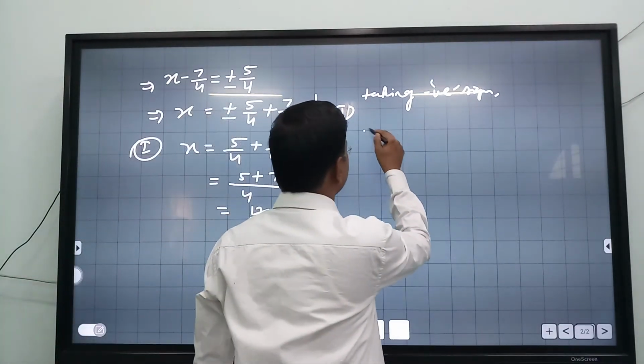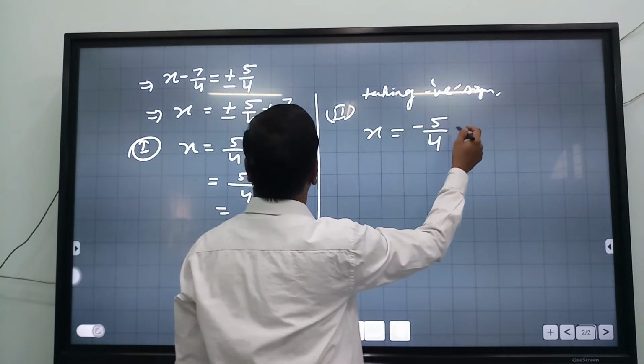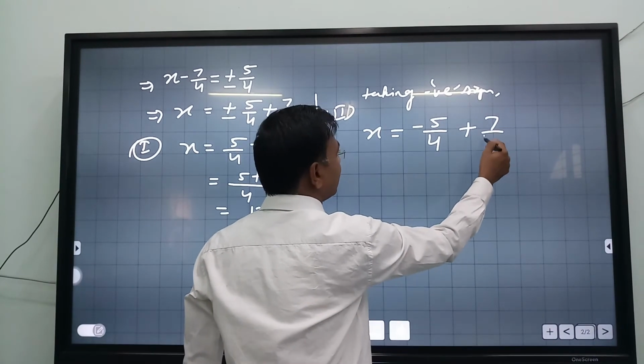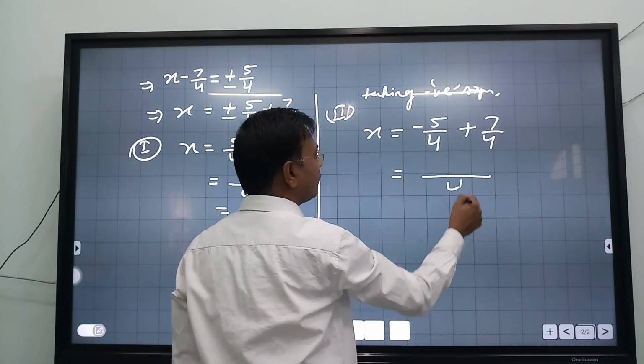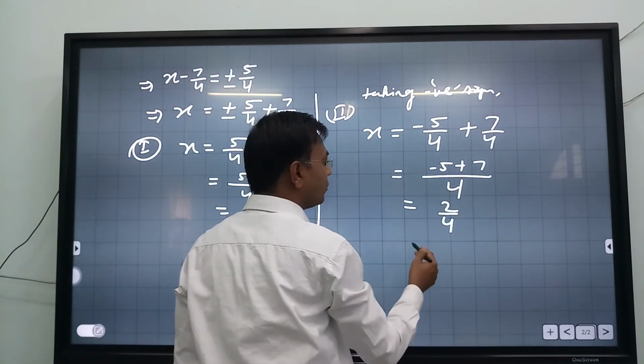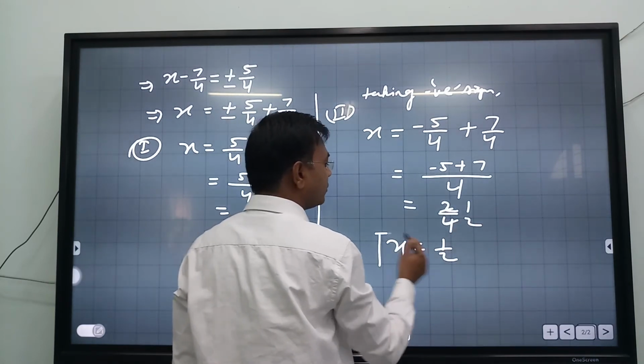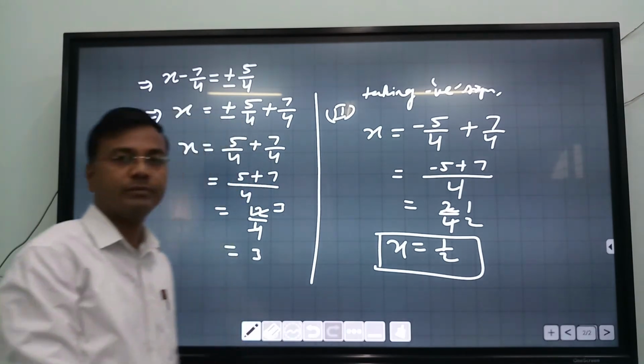So we will get x equals to minus 5 by 4 plus 7 by 4. So taking LCM 4, minus 5 plus 7, that is 2 by 4, which means 1 by 2. x equals to 1 by 2. Clear?